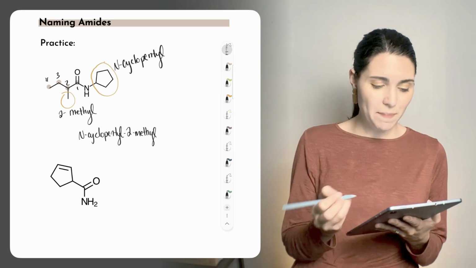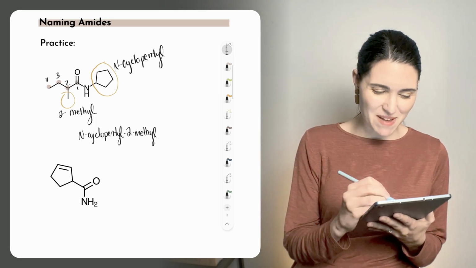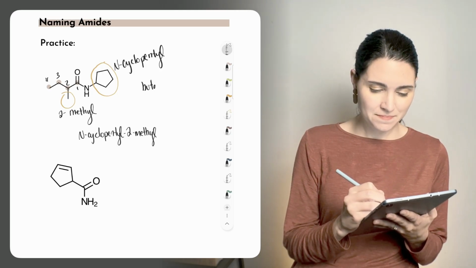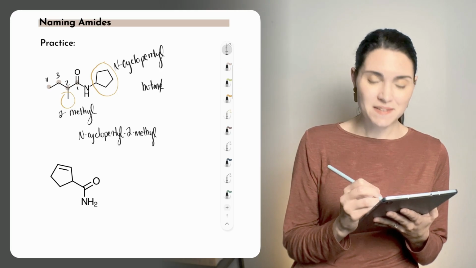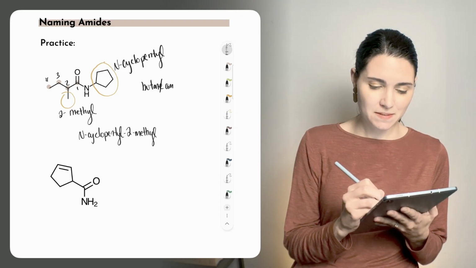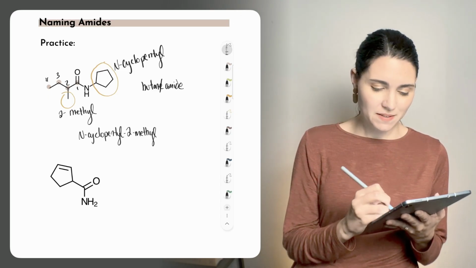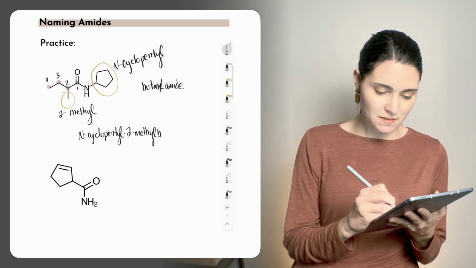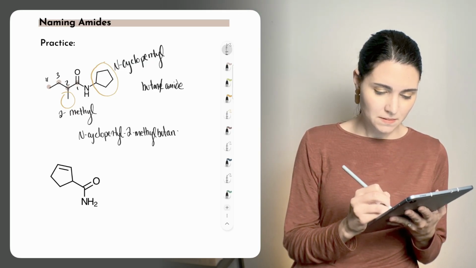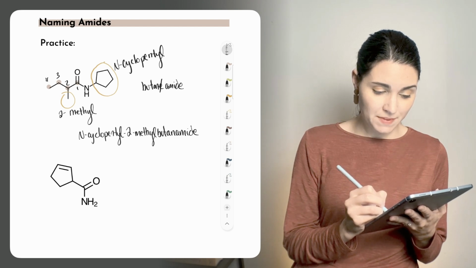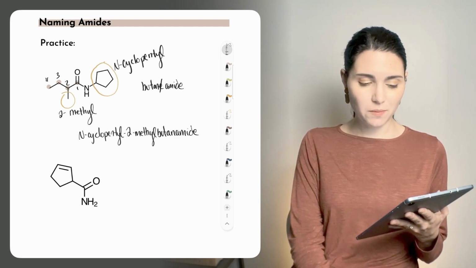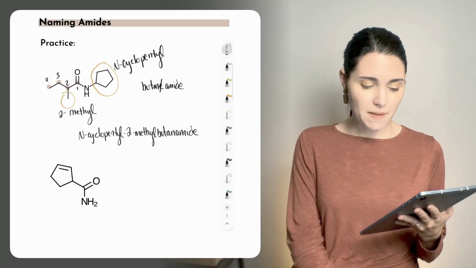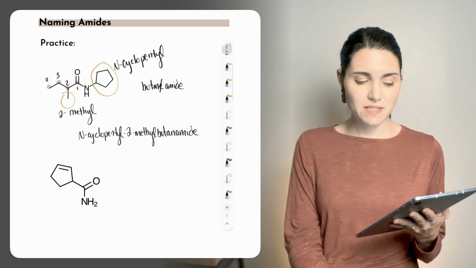Oh, we forgot to name our parent chain. I counted the carbons, but then didn't name it. So 4 carbons is butane. We drop the E and add amide, butanamide. So we'll just add that after our list of substituents. N-cyclopentyl 2-methyl-butanamide. And we don't have to put the 1 between butan and amide because it is understood that it terminates the chain.